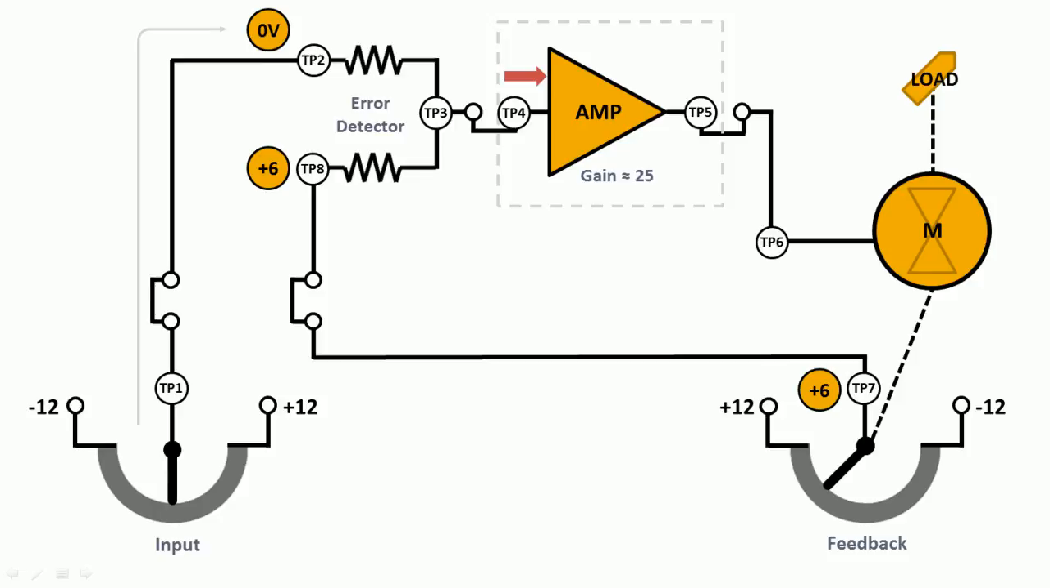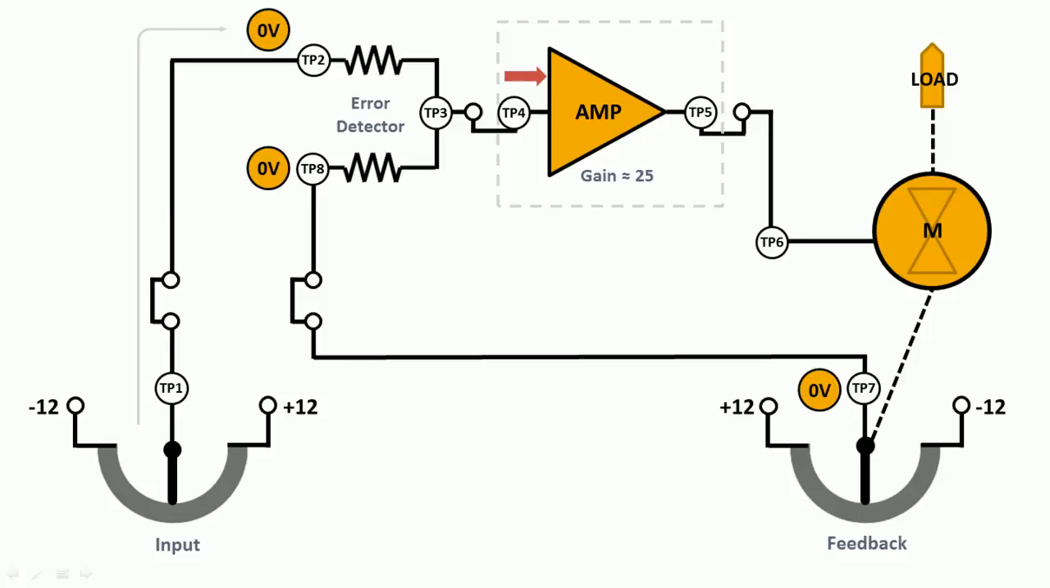With 0 volts applied to TP2 and positive 6 volts applied to TP8, the error signal at TP3 will be positive 3 volts. The positive 3 volt error signal at TP3 will be amplified and become positive 12 volts at TP5 and TP6. Now watch the motor. The positive 12 volts will cause the motor to turn counterclockwise and recenter the load and the feedback potentiometer.